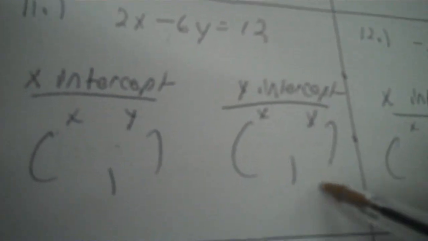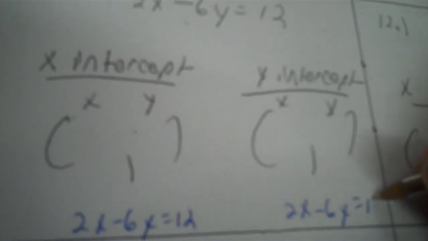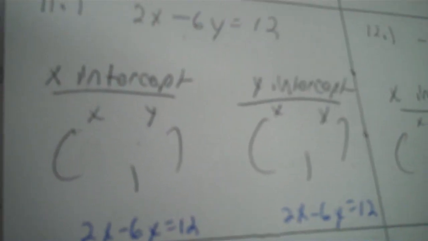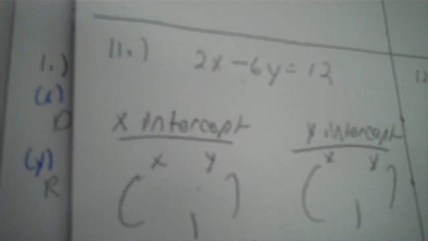Okay, the next problem says find the x and y intercepts of the following equations. I've given you every kind of clue possible. Okay, you're going to write that equation underneath both of them. You're going to need it twice. 2x minus 6y equals 12. No, you don't have to get the y by itself. You get the y by itself, you're finding slope. I'm not asking you to find the slope.